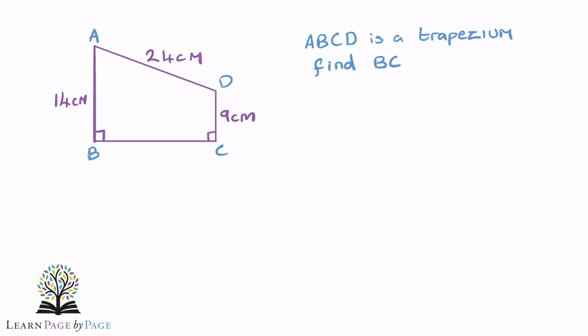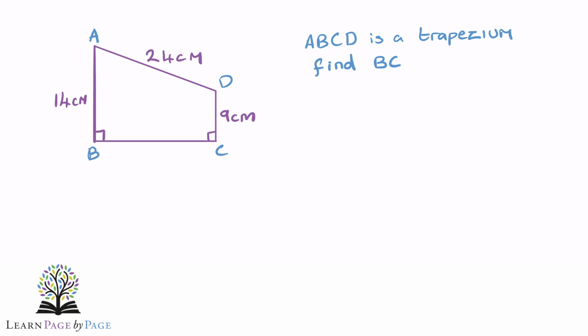This question, we've got ABCD is a trapezium. Find BC. Now, initially, you're going to look at this and you're not going to realise that you've got to use Pythagoras Theorem. But the question is asking us to find BC. And if you look here, there's a right-angled triangle. Well, this green line that I've just drawn here, that is the same as BC. So if we can just figure out this right-angled triangle, then we've got our answer.